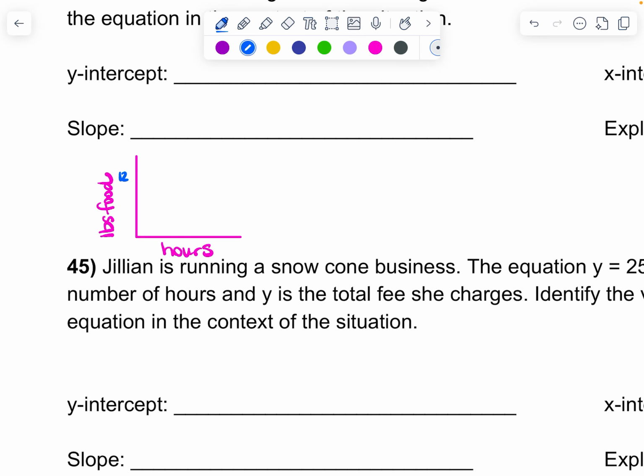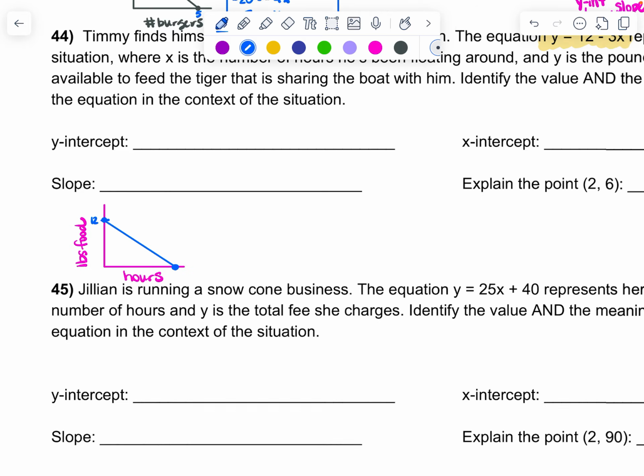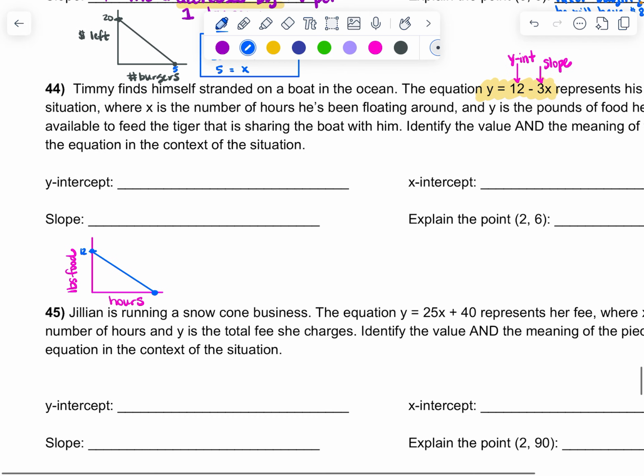Looks like 12, right? And so I know that when I graph this, I'm starting at 12. Eventually I'm going to feed the tiger every hour, and eventually I'm going to run out of food, which is definitely going to pose a problem for Timmy. All right, so our y-intercept is (0, 12).